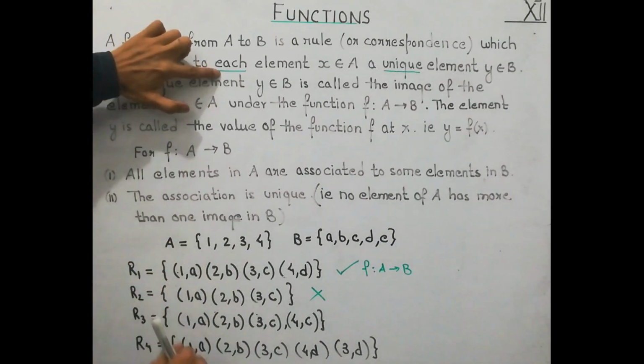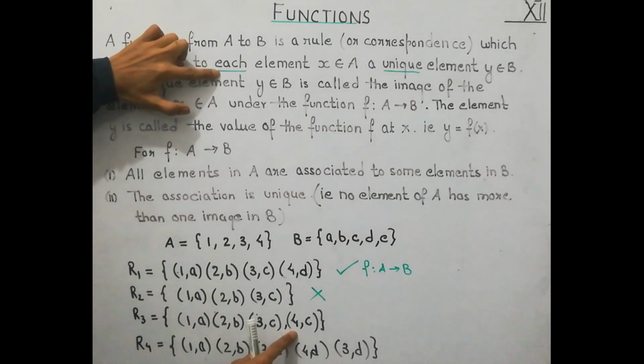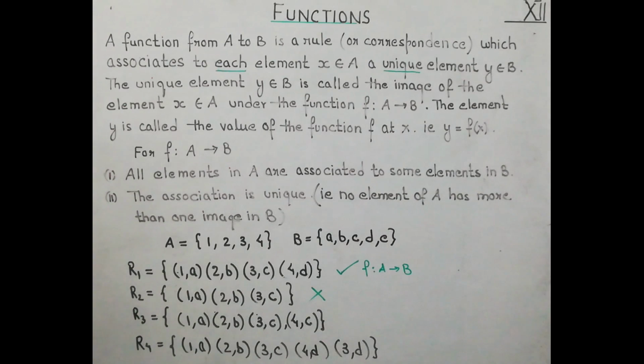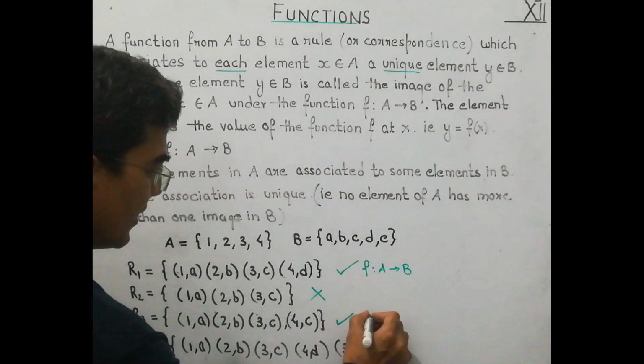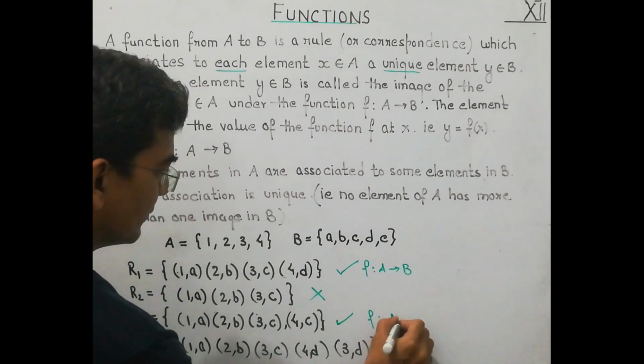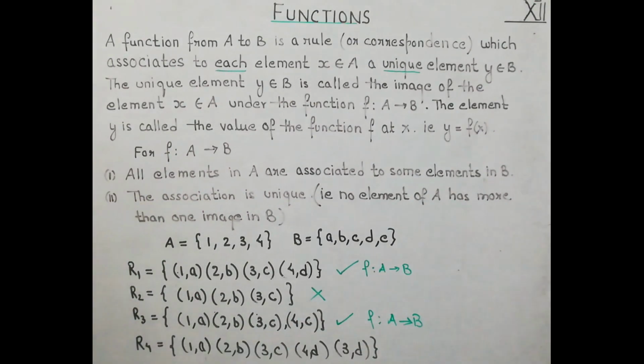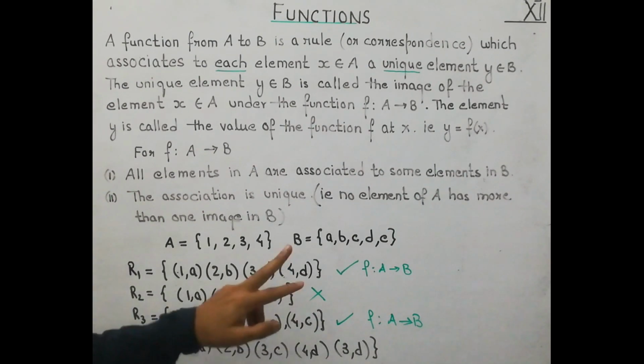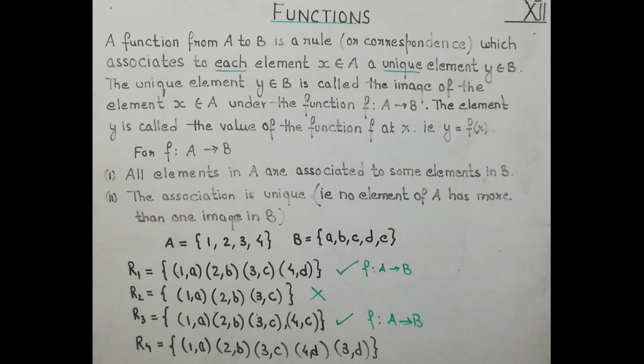See here, every element has an image and it's a unique image. So this relation is again a function. What about this one? All the elements are associated. 1 is associated, 2 is associated, 3 is associated, 4 is associated. Each element has been associated.